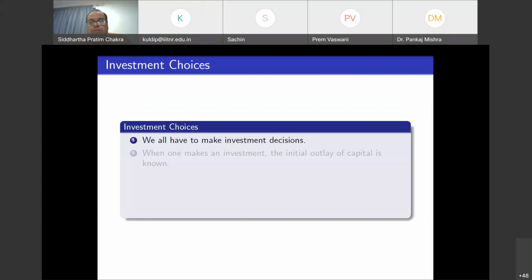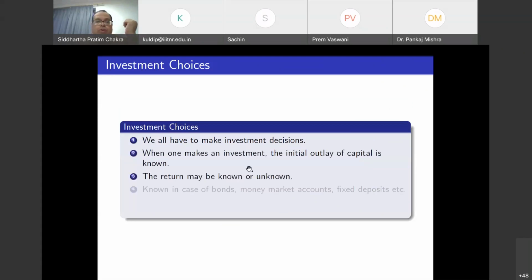So first of all, I'll talk about investment choices. At the end of the day, we all have to make investment decisions in some form or the other, and this is something we cannot avoid. So when one makes an investment decision, the initial outlay of capital is known. That means the initial amount of money that you are putting in that investment is obviously known, because that is the amount of money you have, and obviously you know how much money is going to get invested.